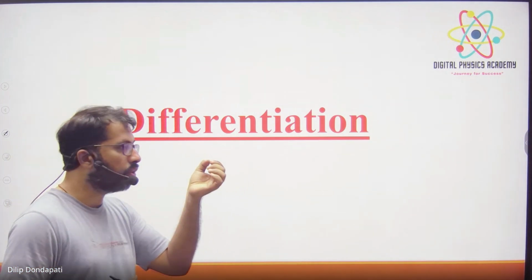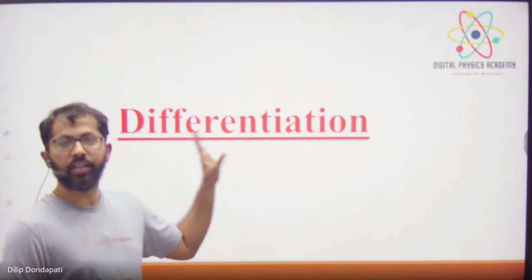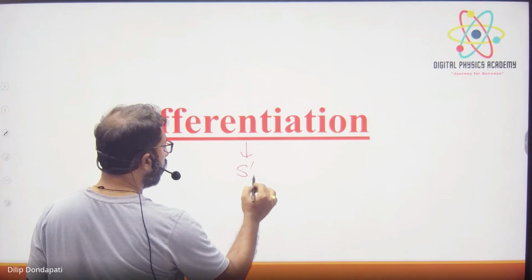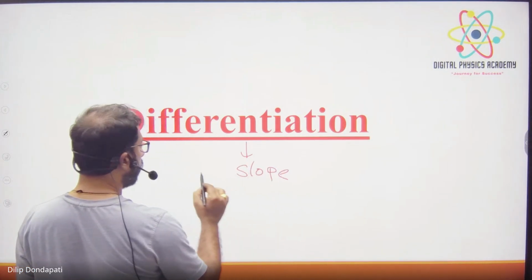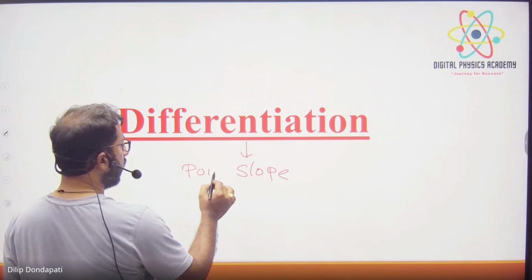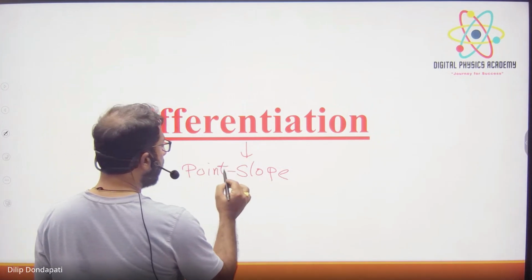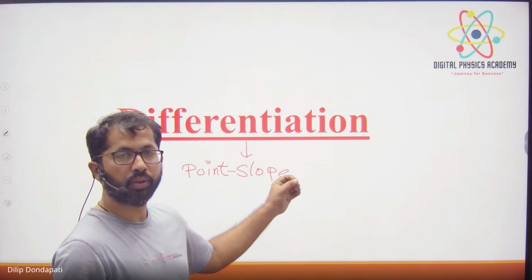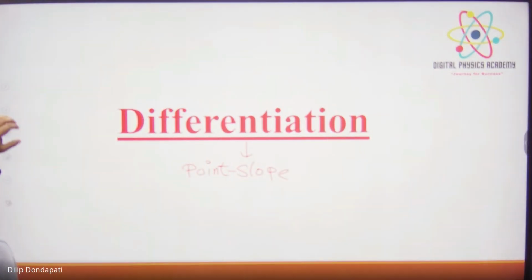To find the point slope, we are going to use differentiation. Majorly the whole story is about slope. Which slope? Point slope, not the average slope. The point slope at a particular instant we can find by using this differentiation method.